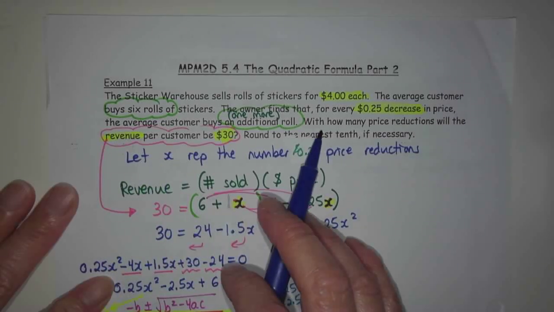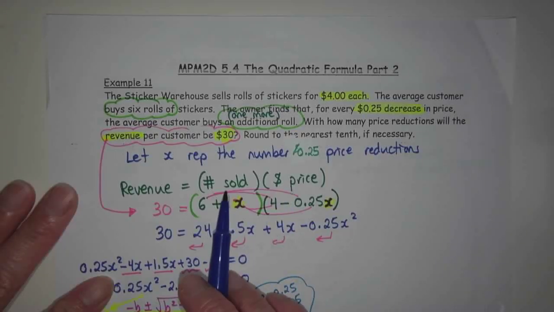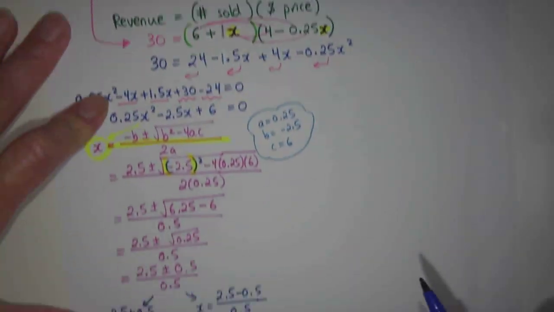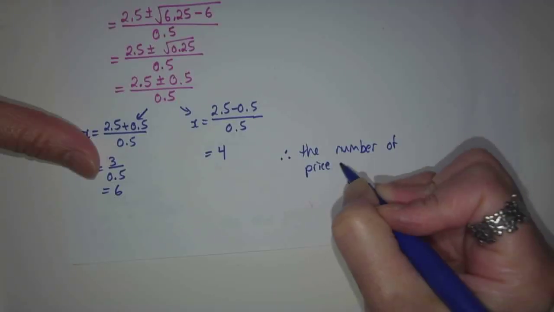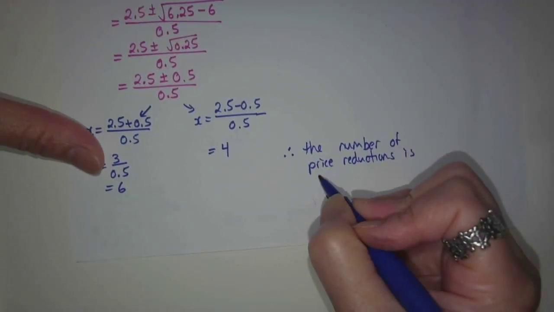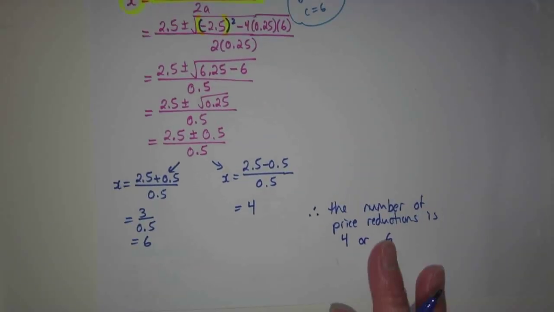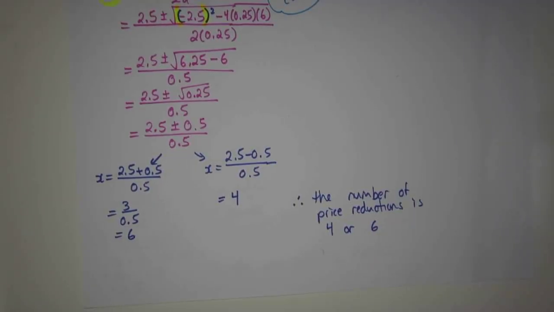They're not asking me how much the price is. They're not asking me how many I sold. They just want to know how many price reductions, which is my x. So then the number of price reductions is 4 or 6. You can reduce it 4 times or 6 times. Both of them will get us $30 back in revenue. Right? So that's kind of cool. You get 2 different answers, 2 different ways to do it.